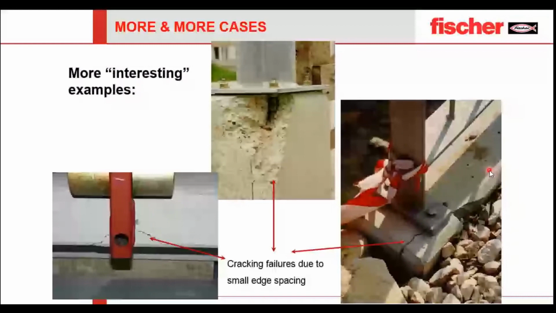Now let's go to more and more cases. These are other examples which are happening on site. You can see different types of failure. Over here you can see there is no concrete at all and still they have installed the angle. At the same time, you can see cracking observed at the edges due to small edge or small spacing distance of the angle. You can see again a crack has occurred over here due to inappropriate installation or inappropriate selection of an angle.